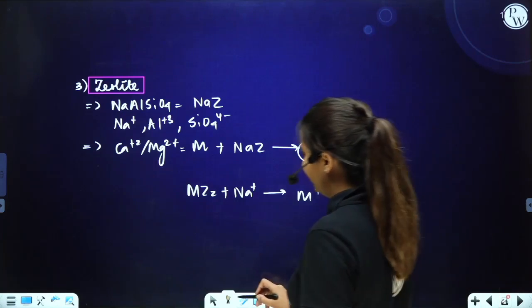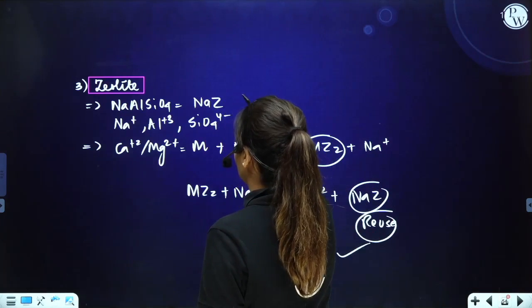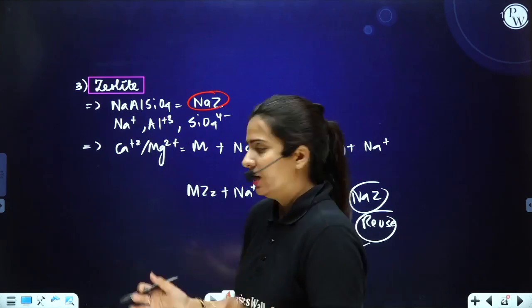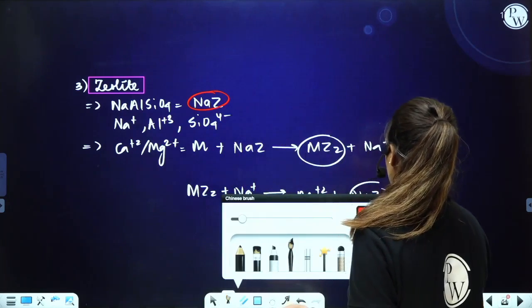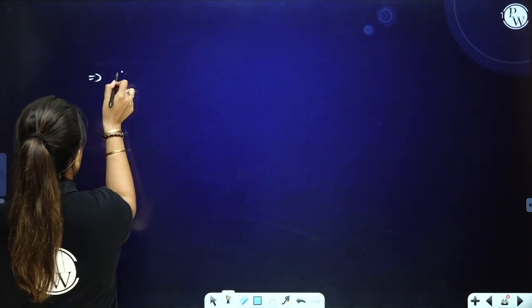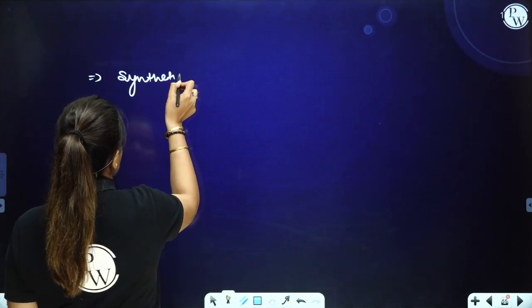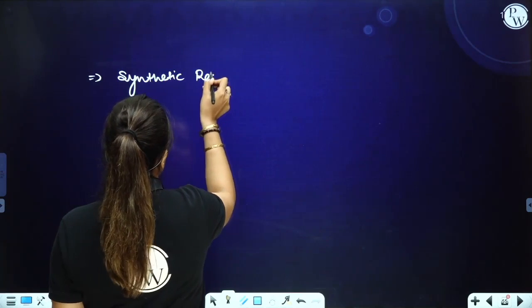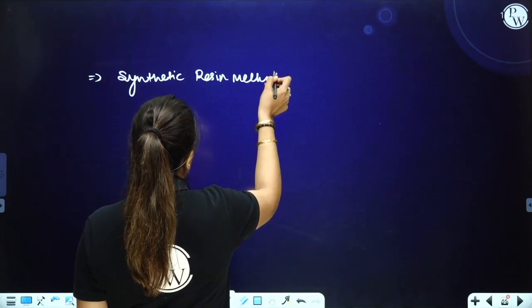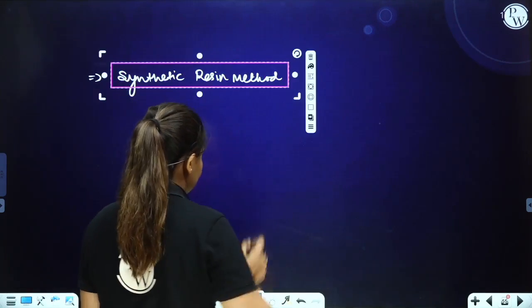You have to remember that this is called sodium aluminium silicate. It will be considered as NaZ. What are the ions? What is the charge? All of these things you have to remember. Now, you can also use the synthetic resin method, which is considered to be the most superior method.